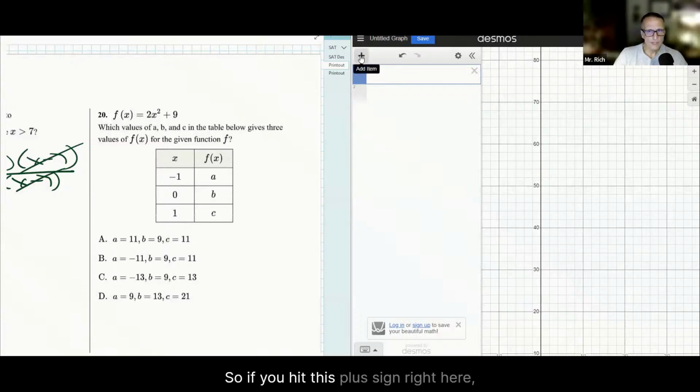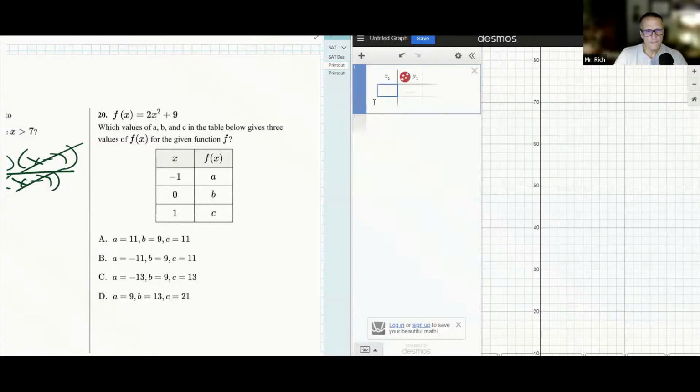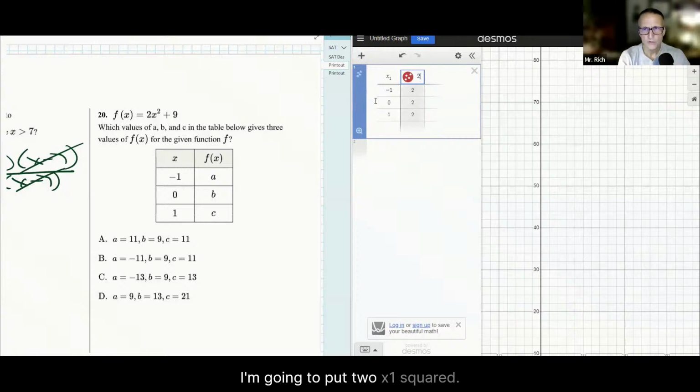So if you hit this plus sign right here, you can put a table in Desmos. And I'm going to put those values in for x, negative 1, 0, and 1. And then I'm going to come up here where that y1 is. I'm going to put 2x1 squared. Now notice that this variable is x1. If I don't put an x1 and I just put an x, it doesn't know what I'm talking about.